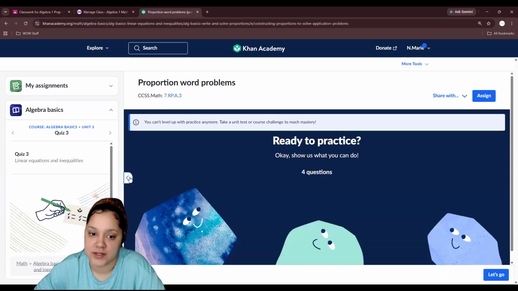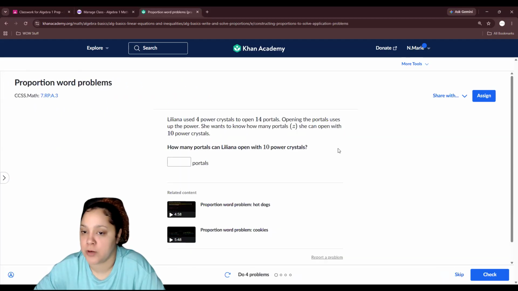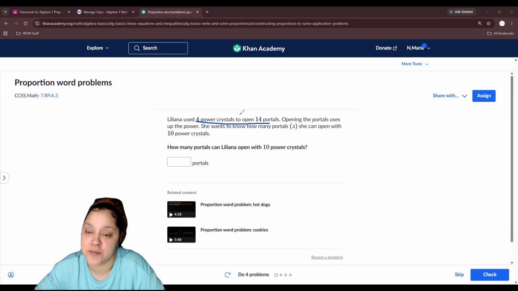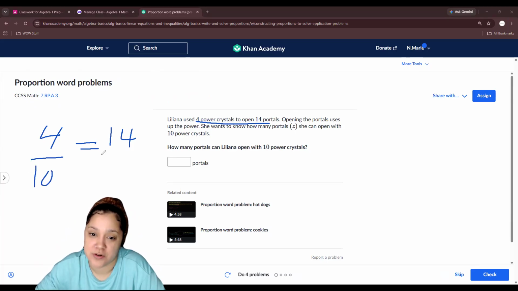And then you could even practice setting these up on your own with some word problems. So Liliana used 4 power crystals to open 14 portals. So we know that this is going to go together. Opening the portals uses up the power. She wants to know how many portals she can open with 10 power crystals. All right, so 4 is equivalent to 14 portals. 10 power crystals is equivalent to we don't know. But we can cross multiply and solve.